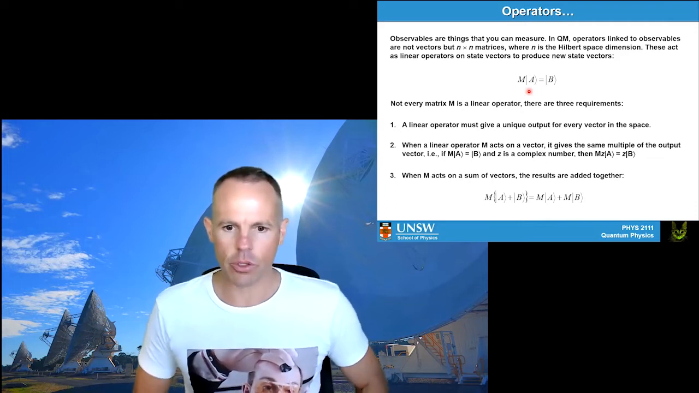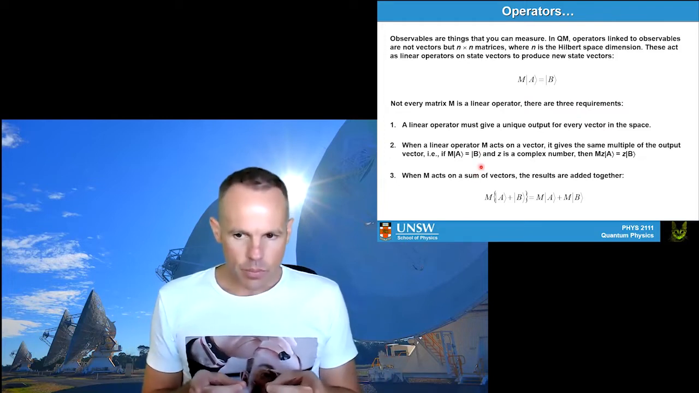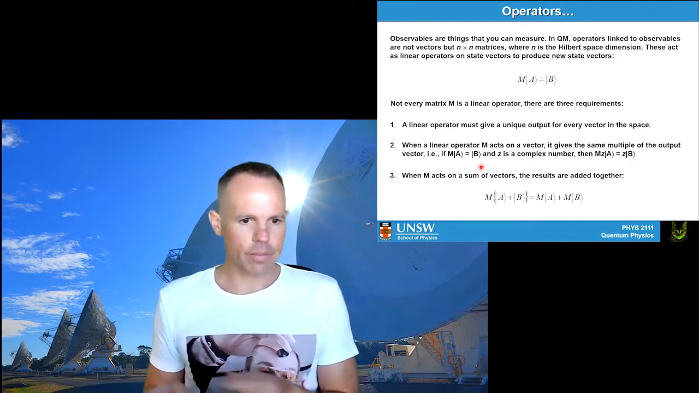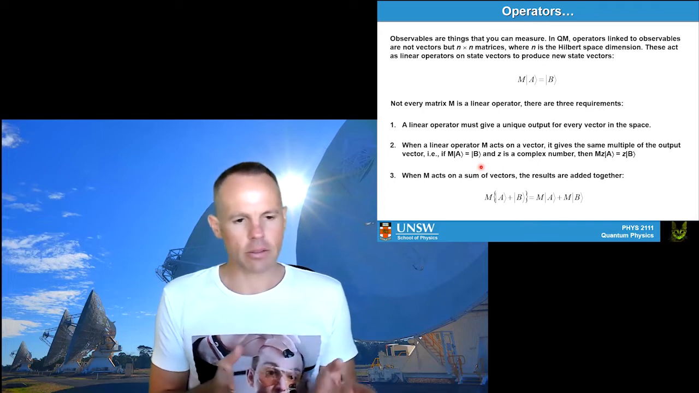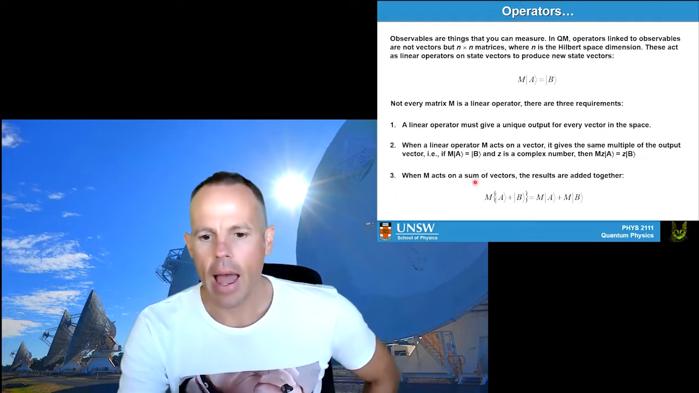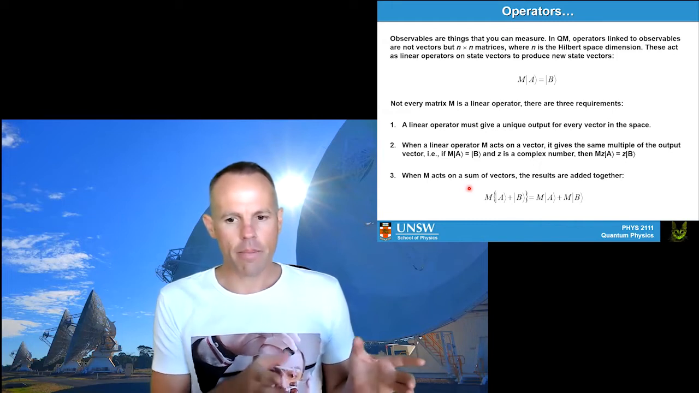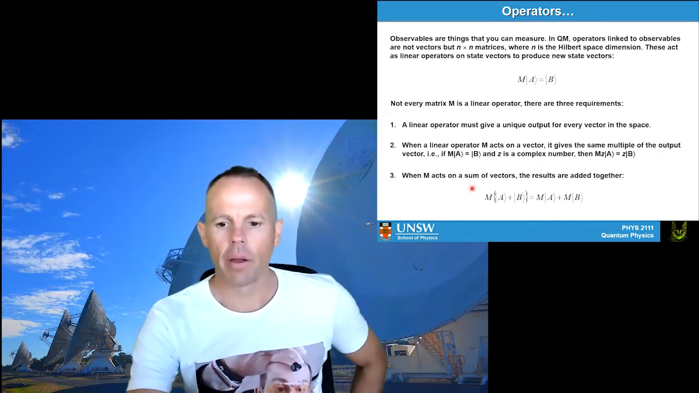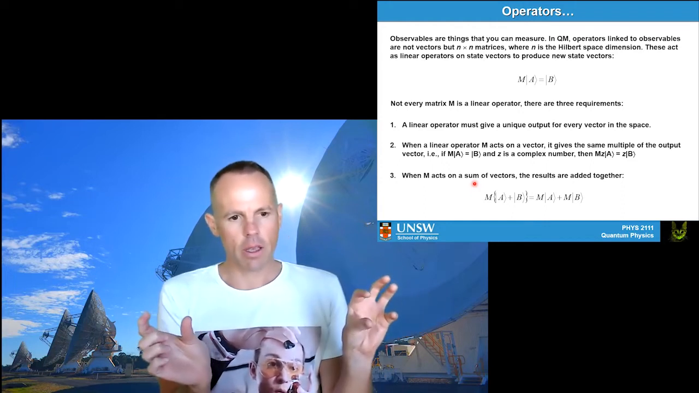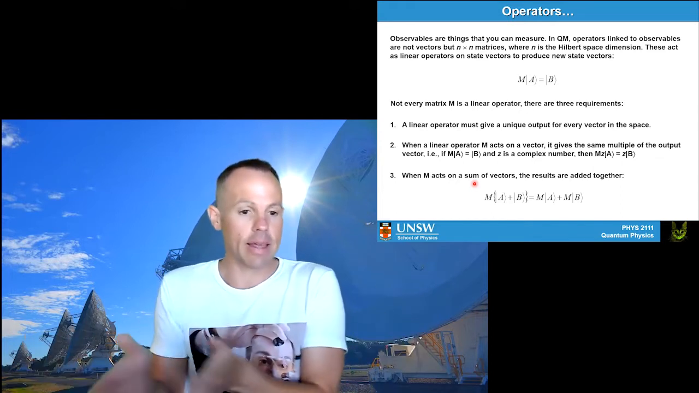or worse, is irreversible. When a linear operator acts on a vector, it gives the same multiple of the output vector as when you've got a number multiplied by a vector. So in a sense, it doesn't do weird things based on the size of the vector. And one other property that's important is that it obeys the relation where if the matrix operator is operating on the sum of 2 vectors, then that's the same as the operator acting on the 2 vectors independently and then adding them together.